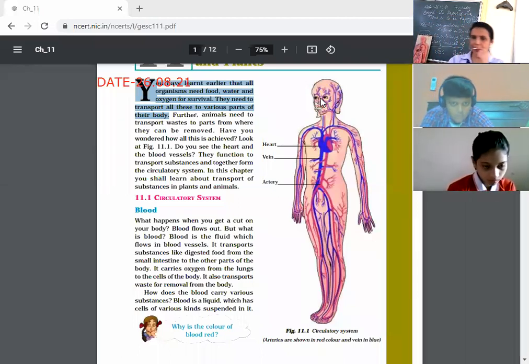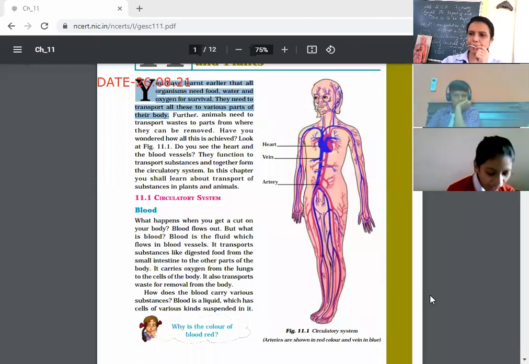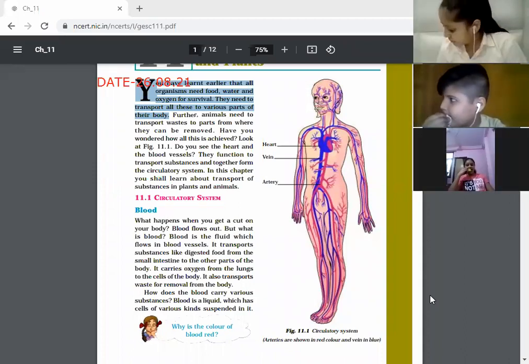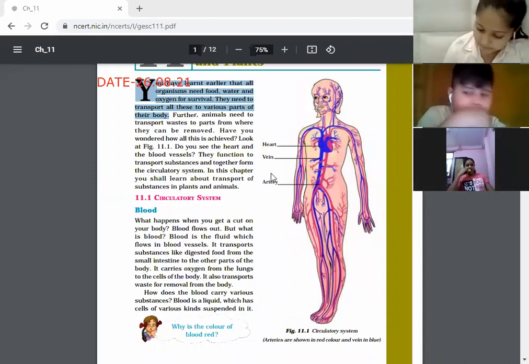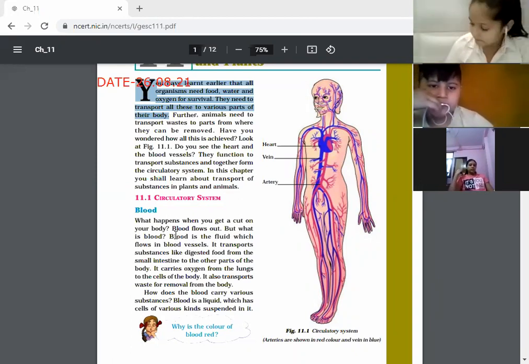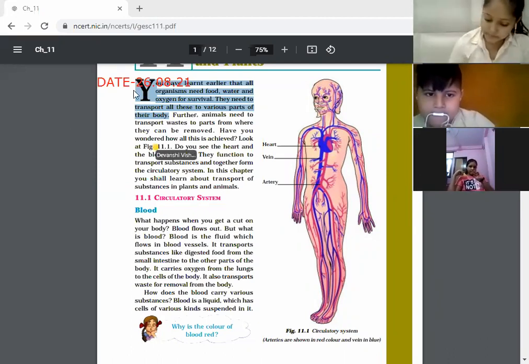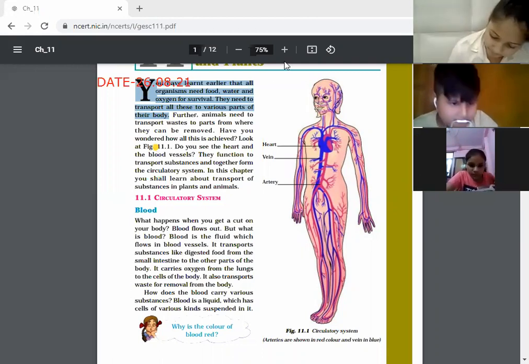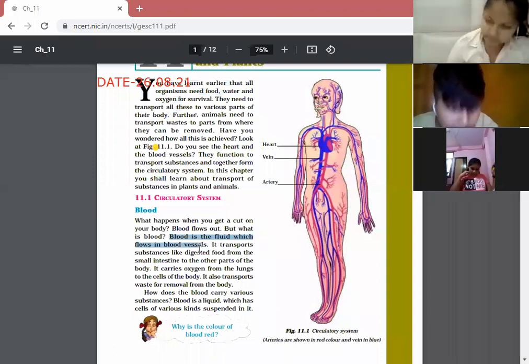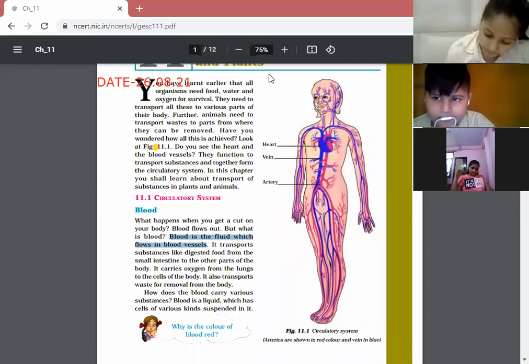Before that, let's start with the first part of the circulatory system, that is the blood. Now children, everybody has heard about blood, but what does blood actually stand for? If we get a cut on any body part, the blood starts flowing from there. So why does that happen? Blood is a fluid which flows in blood vessels. Kindly mark down the definition of this. What is blood?